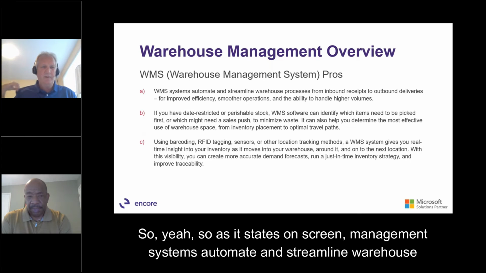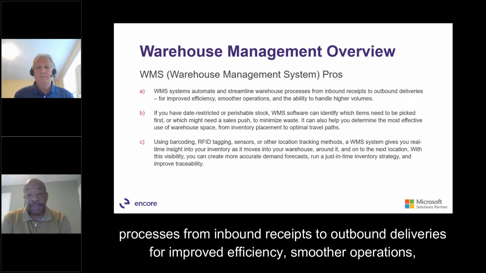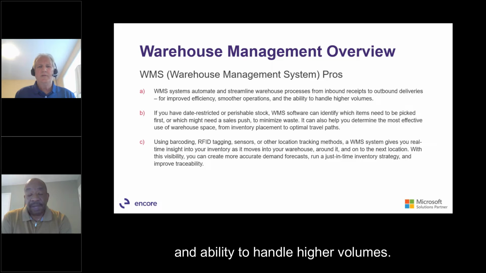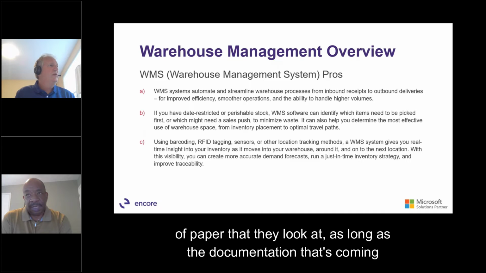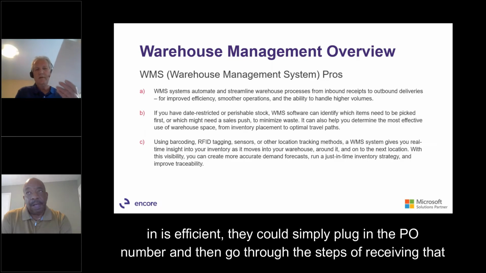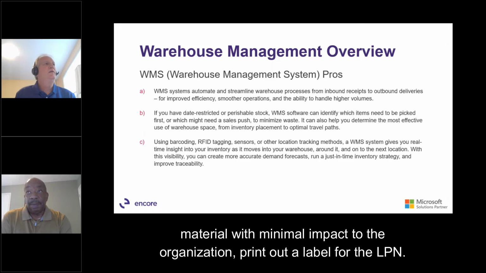So let's go ahead and get into the pros and cons and take a look at some of the things that the WMS can do that would be beneficial. So Michael, can we go through a couple of things here that companies could see by looking to upgrade to a WMS system? Yeah. So as it states on screen, WMS systems automate and streamline warehouse processes, from inbound receipts to outbound deliveries, for improved efficiency, smoother operations, and ability to handle higher volumes. What does that mean? If, for example, you're receiving material, instead of someone having to have a piece of paper that they look at, as long as the documentation that's coming in is efficient, they could simply plug in the PO number and then go through the steps of receiving that material with minimal impact to the organization. Print out a label for the LPN. We'll talk about those a little bit later.